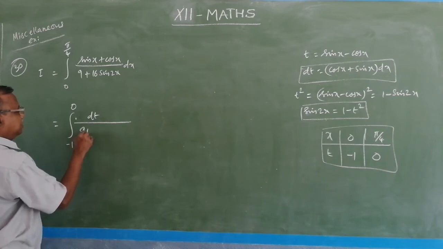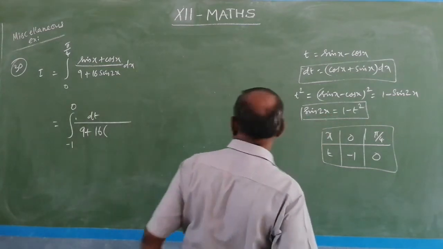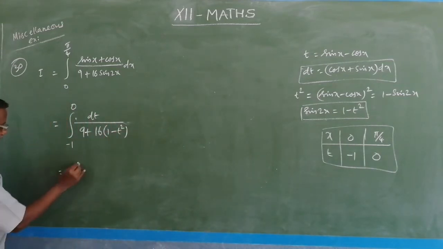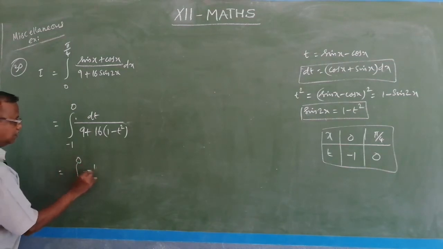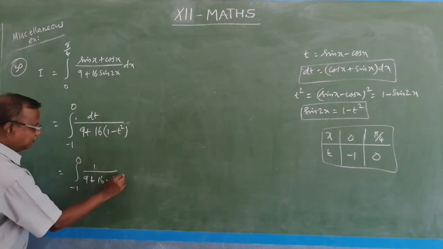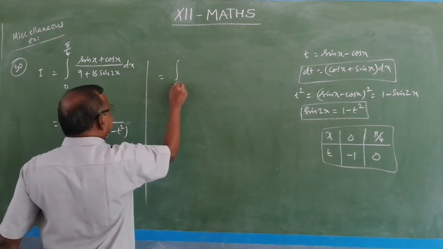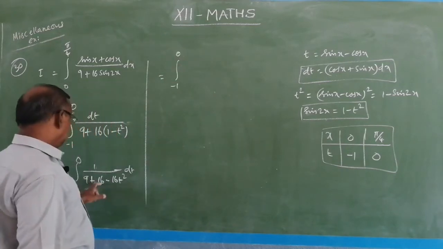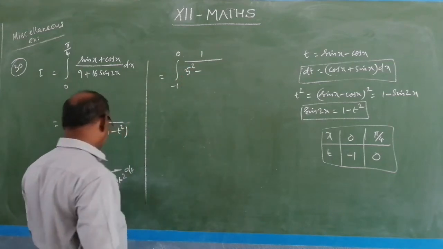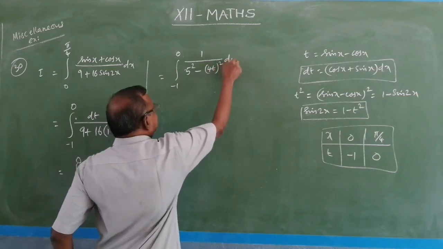divided by 9 plus 16 into, this is sin 2x equal to 1 minus t square. So let us simplify this, minus 1 to 0, that is 1 by 9 plus 16 minus 16 t square into dt. So this is equal to integral minus 1 to 0, 9 plus 16 equal to 25, 25 can be written as 5 square minus 16 t square equal to (4t) the whole square into dt.